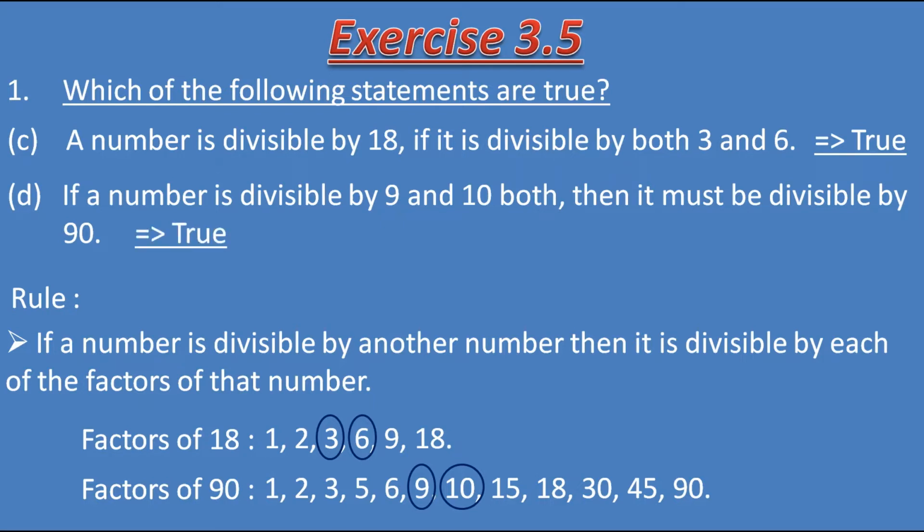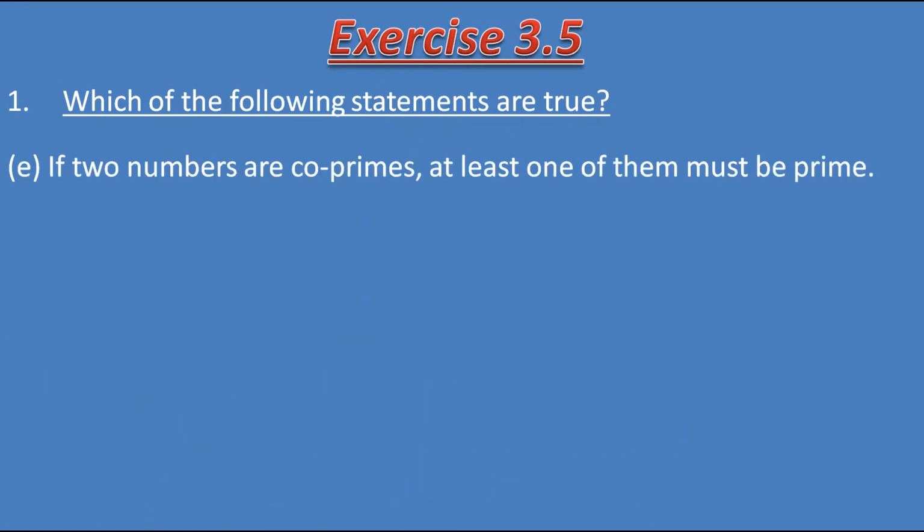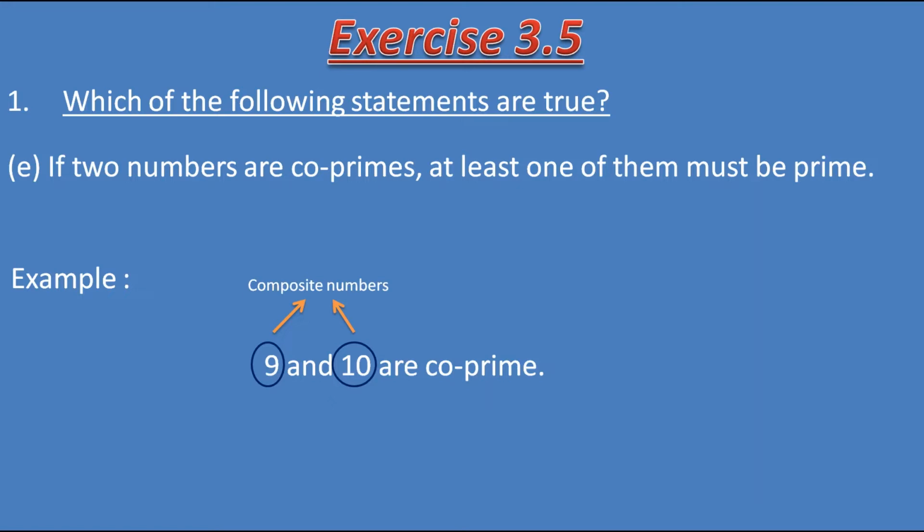Now let's move to the next statement, that is the fifth one. If two numbers are co-primes, at least one of them must be prime. To check this statement, let's write examples of co-prime numbers. Here 9 and 10 are co-prime numbers, but both the numbers are composite numbers. There is no prime number between these two. Let's take one more example. Here I am taking 4 and 5. Here 4 is a composite number, but 5 is a prime number.